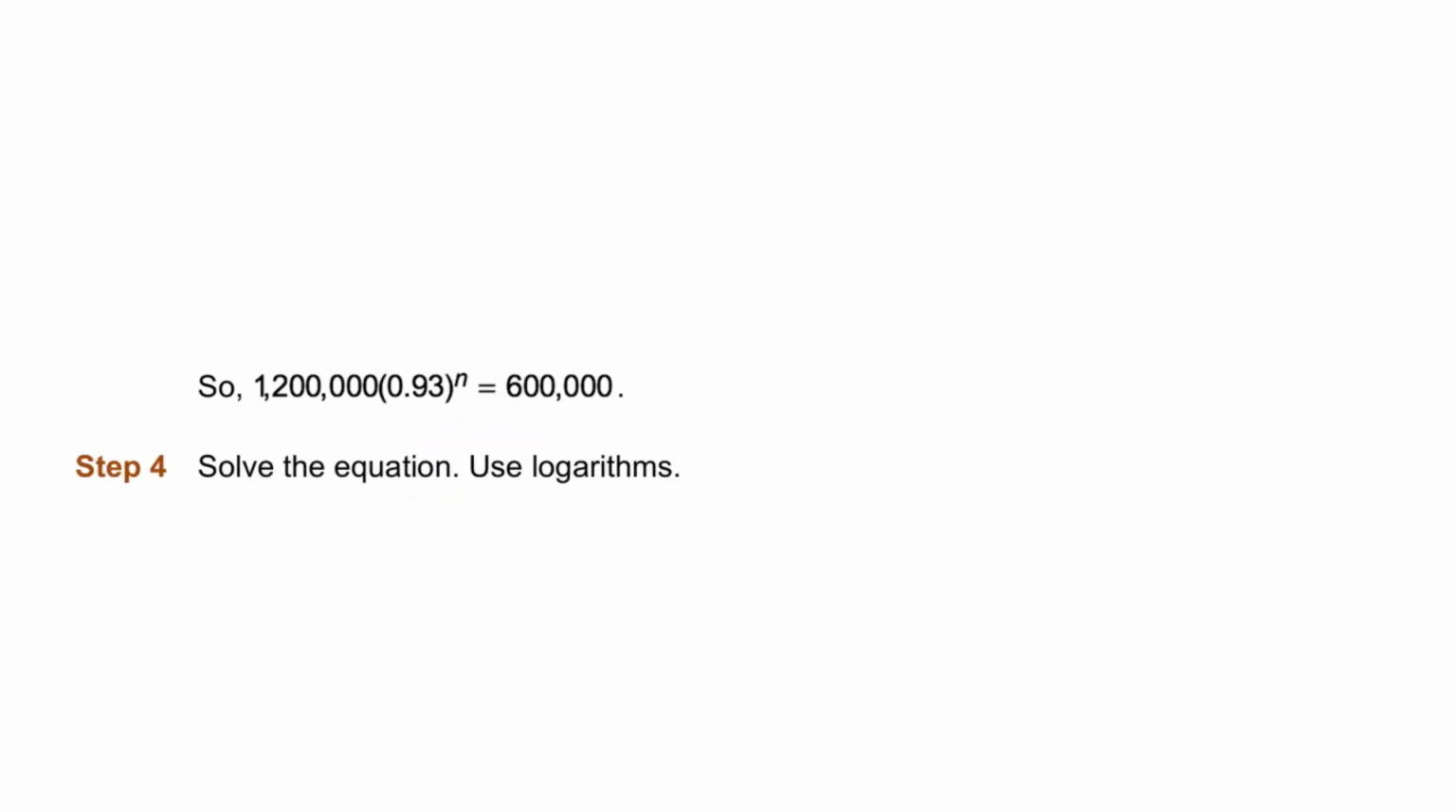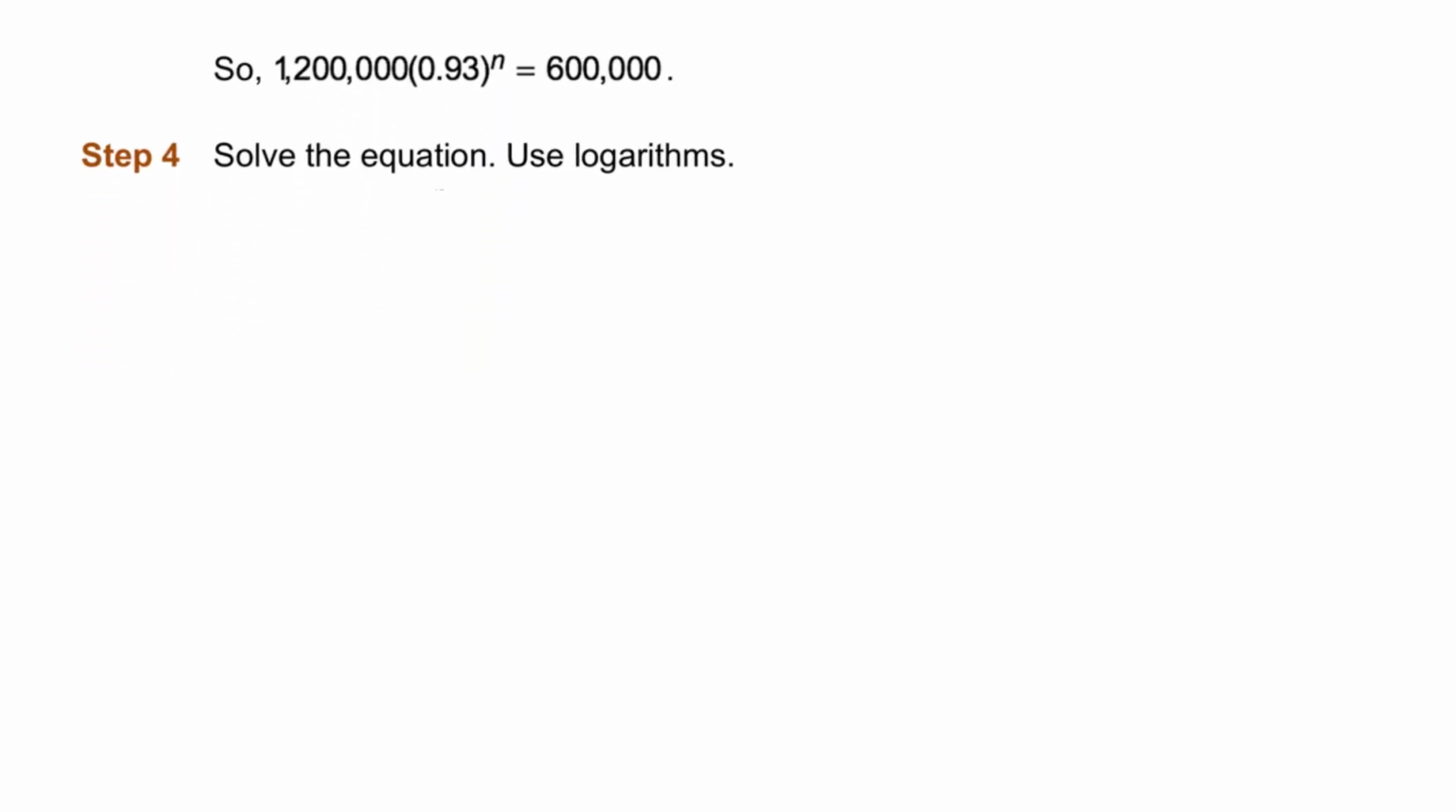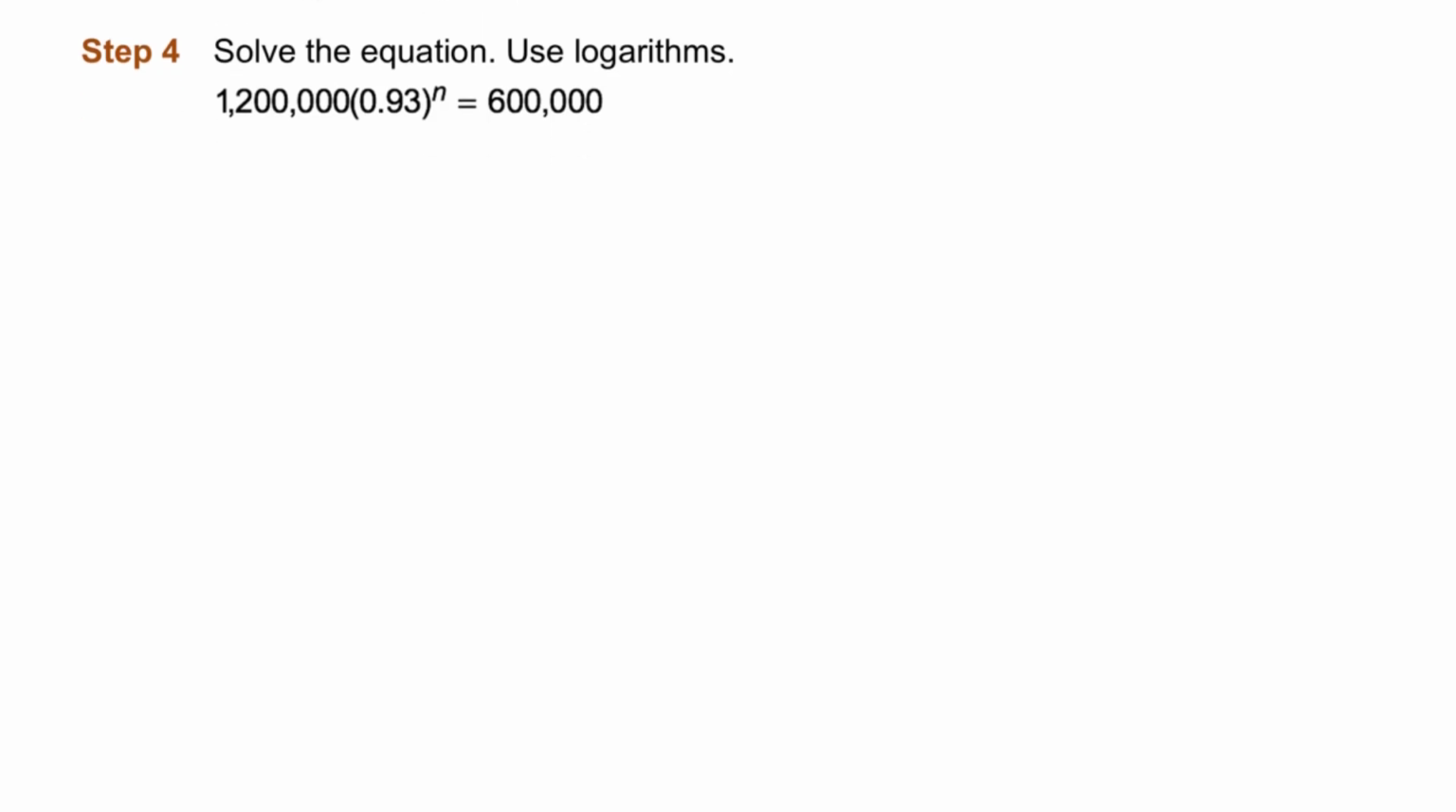Step 4. Solve the equation. Use logarithms. 1,200,000 times 93 hundredths to the nth power equals 600,000. And we want to isolate n, the number of years it takes. We'll begin by dividing each side by 1.2 million. 93 hundredths raised to the nth power remains on the left-hand side of the equation, and 600,000 divided by 1.2 million is on the right.